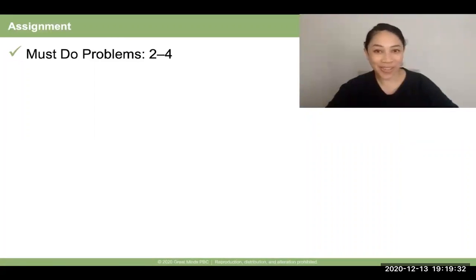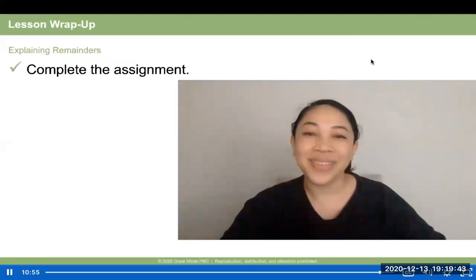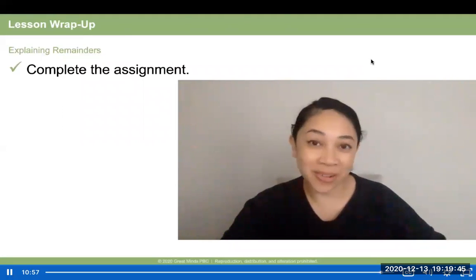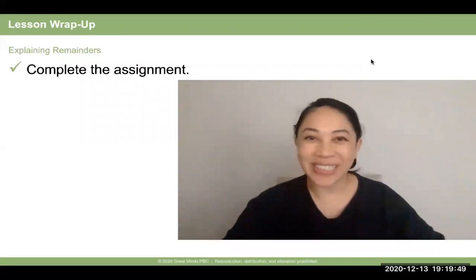For today's work, your must-do problems are here on the screen. Go ahead and take 10 minutes to work through these problems. Of course, if you have any additional time, work on the other problems on the pages. Today, we explained remainders using place value understanding and models.